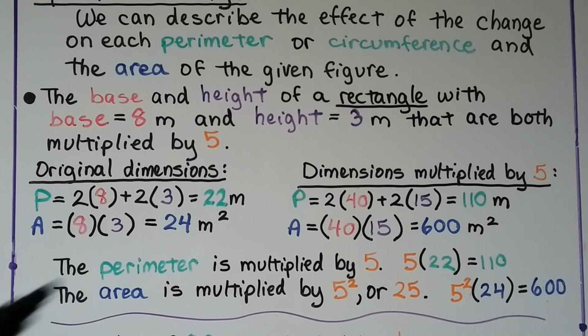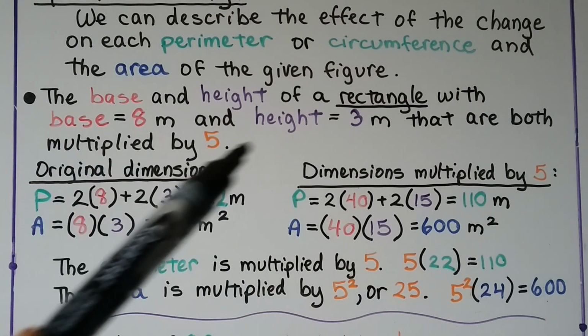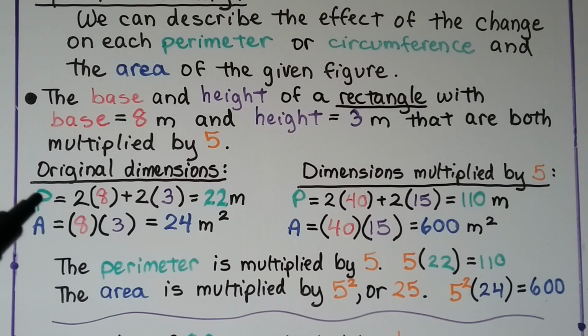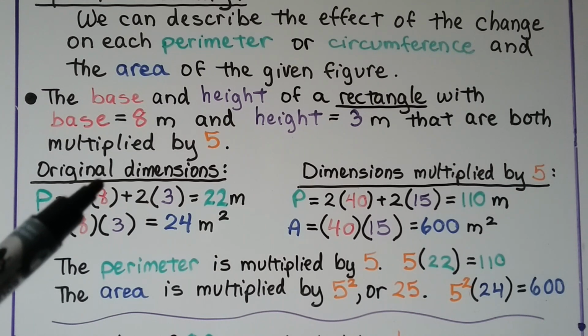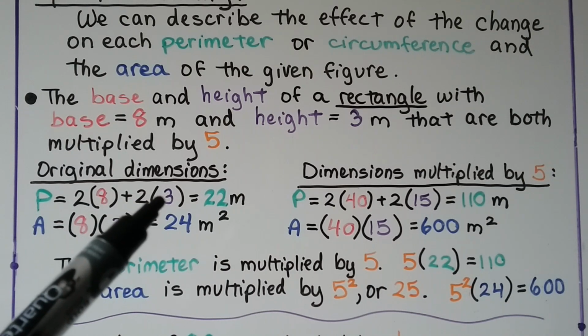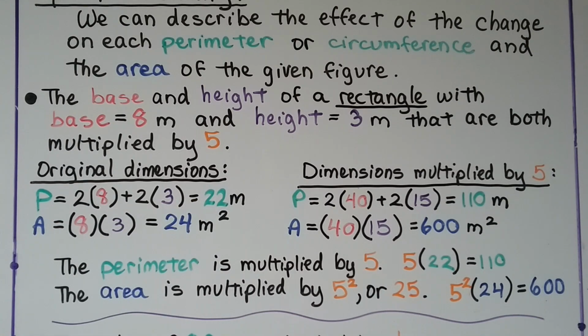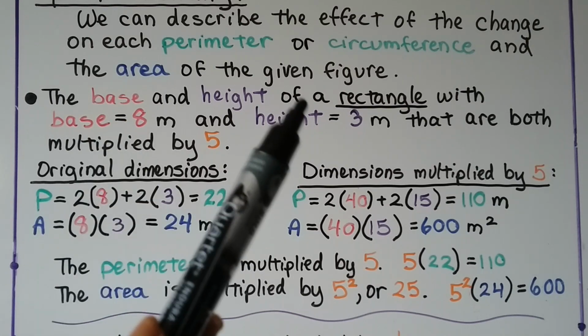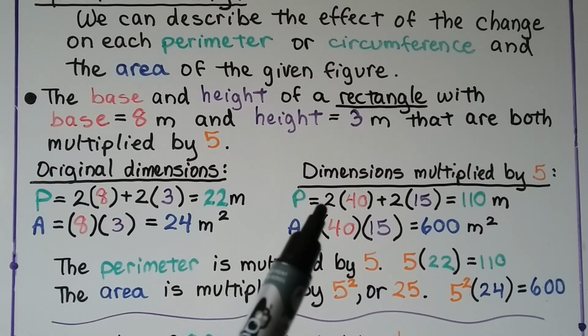Our original dimensions were 8 meters by 3 meters. To find the perimeter of a rectangle, we do 2 times the base plus 2 times the height. So we've got 2 times 8, which is 16, plus 2 times 3, which is 6. That gives us 22 meters for our perimeter. And we do base times height for the area of a rectangle, so we've got 8 times 3, which is 24 meters squared. Now we need to multiply both the base and the height by 5.